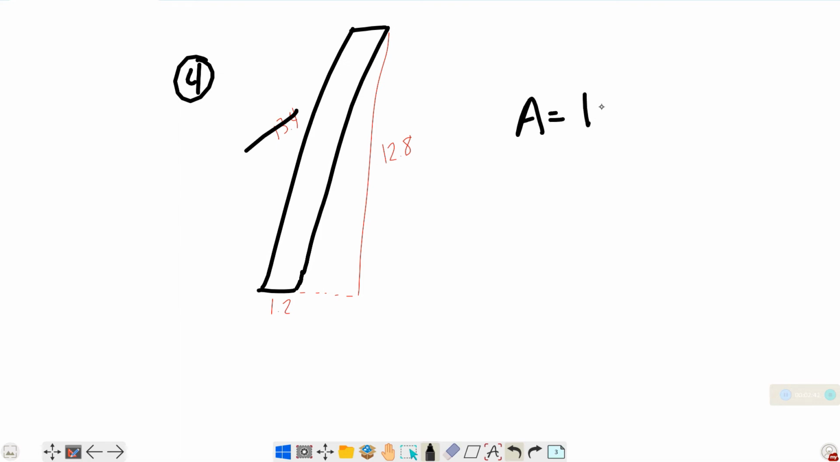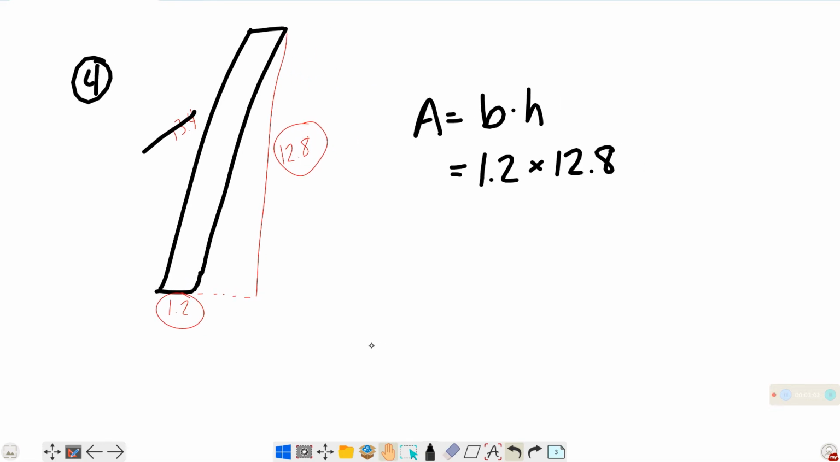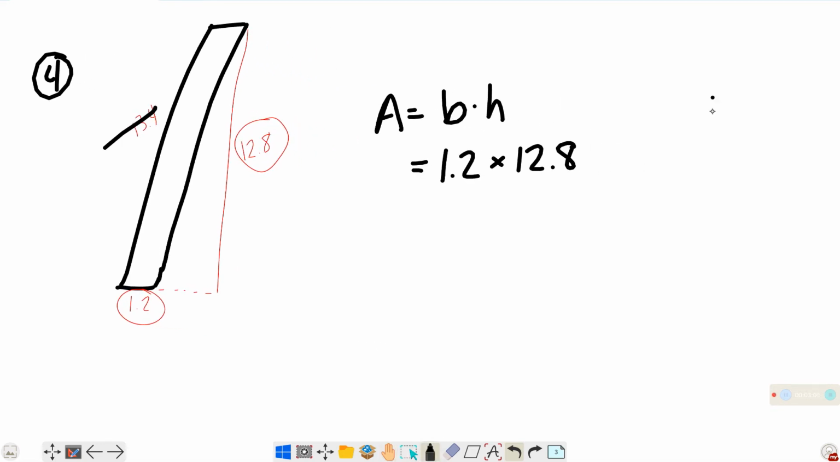Again, area equals base times height. Remember, we can use that dot to represent multiplication as well. The base in this one is 1.2, and the height is 12.8. We can multiply by pretending the decimals are not there, and then we'll worry about them at the end. 2 times 8 is 16. Carry your 1. 2 times 2 is 4, but then add the 1, makes 5. And then 2 times 1 is 2.